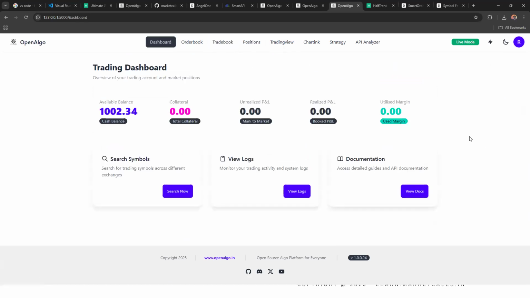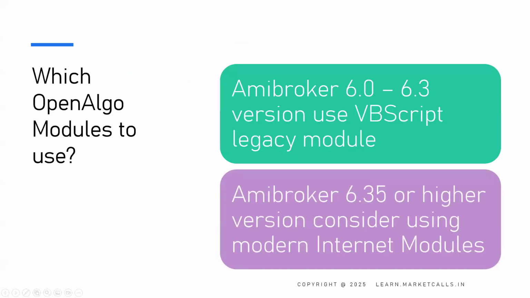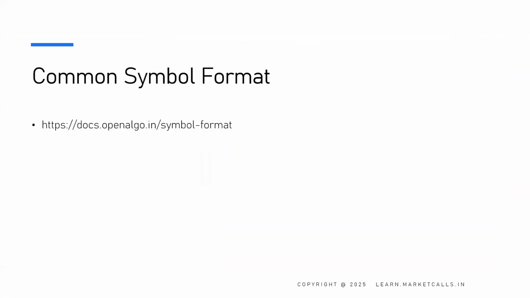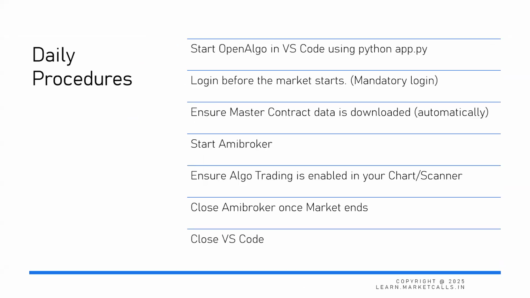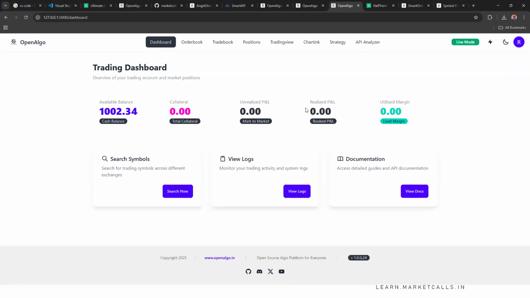So another thing a trader needs to understand here is something like a common symbol format. Of course, here is the link over here. And the daily routine procedures, a trader definitely has to follow, right? One of the major problems traders are facing is they are not looking into the broker configuration.